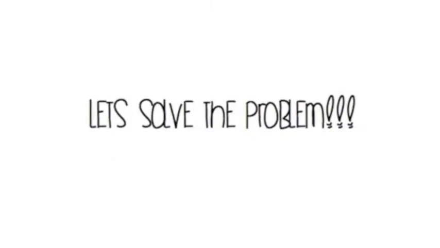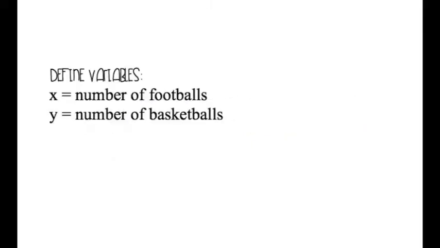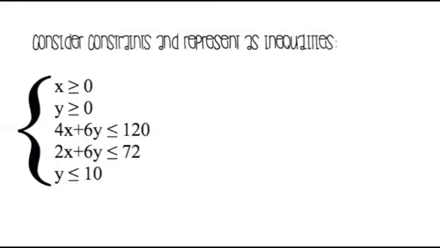Now let's solve the problem. First, we have to clearly define our variables. Let's have x be the number of footballs and y be the number of basketballs. Now we have to consider our constraints. You can't have a negative amount of footballs or basketballs, so x and y both have to be greater than or equal to 0. Then you have to consider how long each ball can spend in each machine.